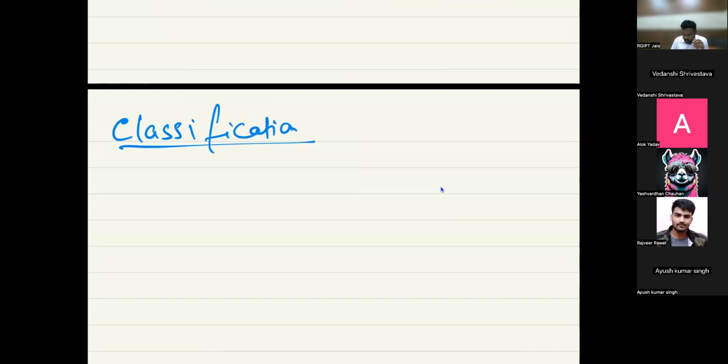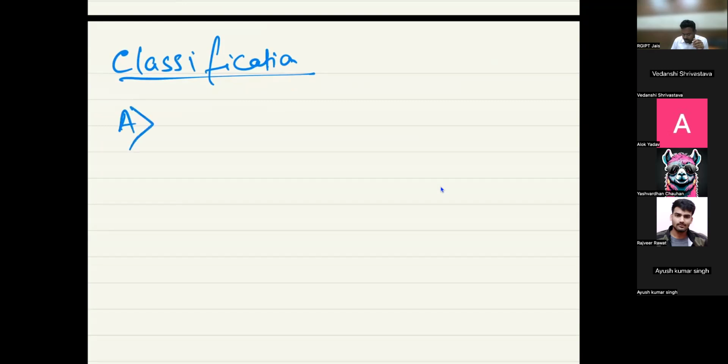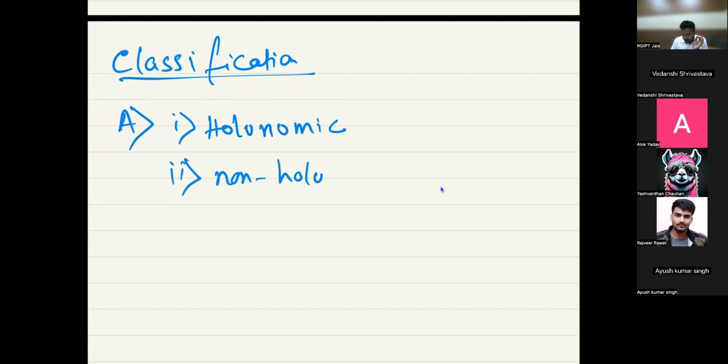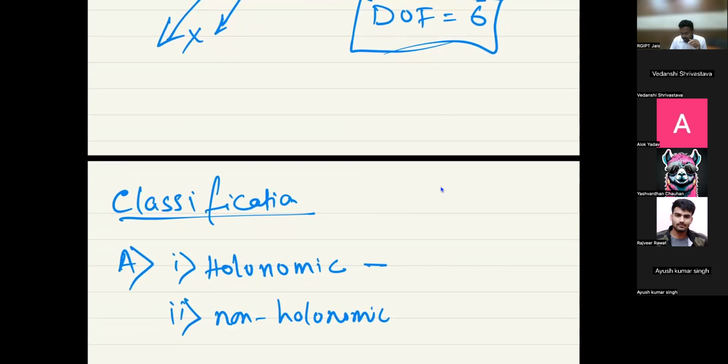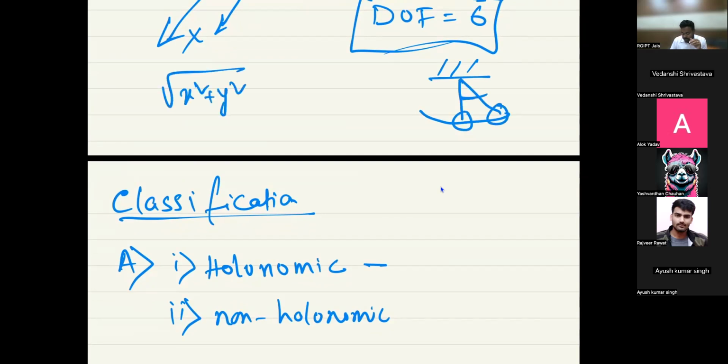Classification. So I told you there are 4 ways you can classify. One, I told you that this can be either holonomic or non-holonomic. Holonomic means that you can write down the constraint equation. So what is a constraint equation? It is like the case of a simple pendulum. Let's say this is the simple pendulum. In this case, what is the constraint equation? Root over x square plus y square equals L, the length of this pendulum.